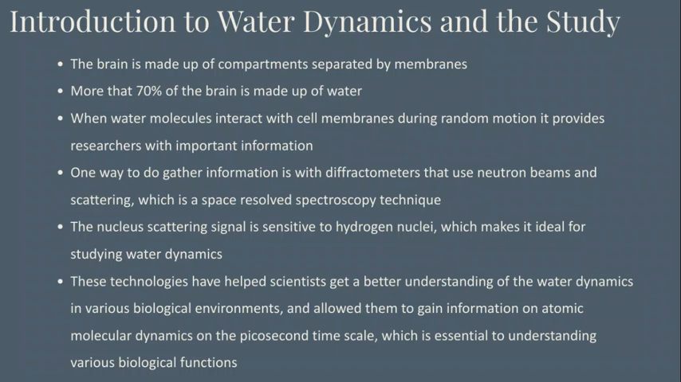Neutron scattering is one of the best techniques because the probe distance can be reduced to the scale of macromolecular separation. Unlike radiation waves, the neutrons don't have a damaging effect on the brain, and due to its incoherent cross-section, the nucleus scattering signal is sensitive to hydrogen nuclei, which makes it ideal for studying water dynamics. It allows scientists to research proton dynamics at an atomic scale, no matter the complexity of the macromolecules.